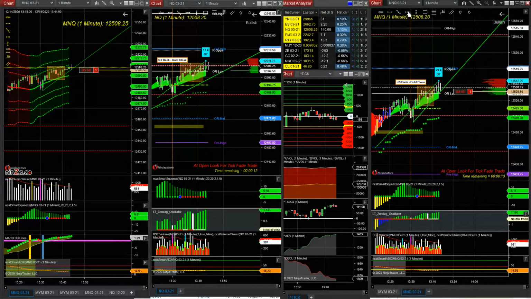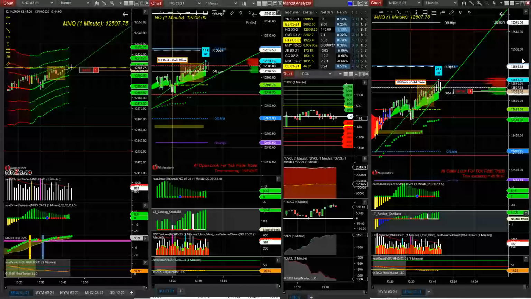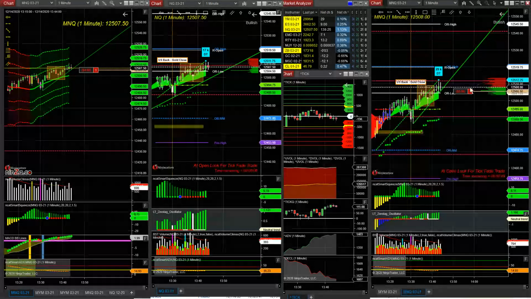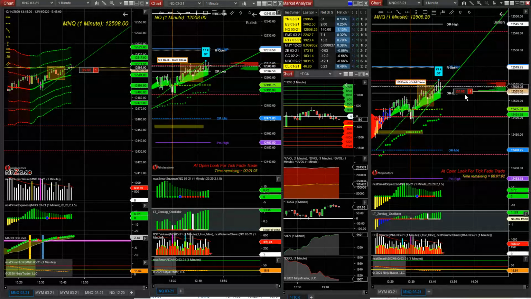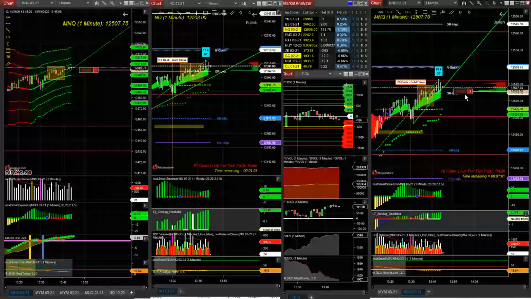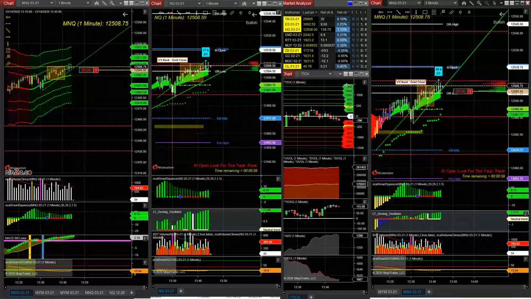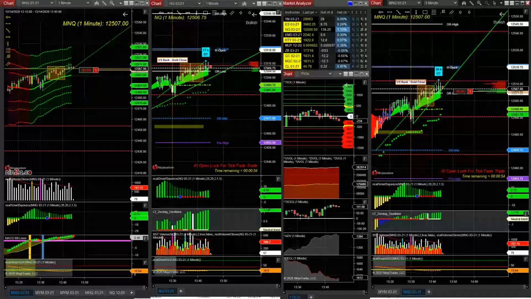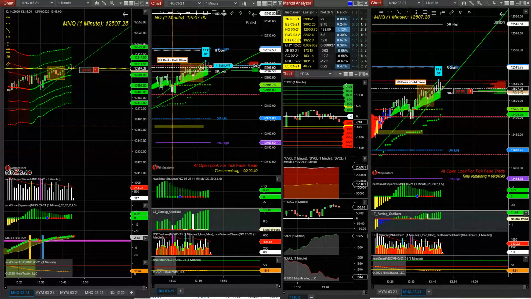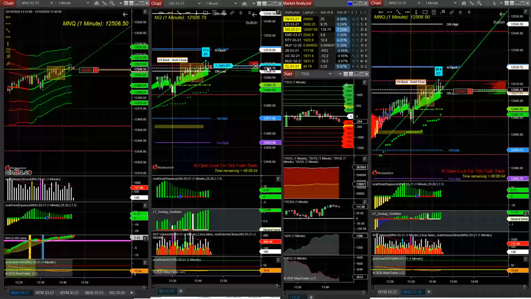Get a line here. Right there. Okay. Prior swing. Could take an E-mini here. 12,508. 12,508.25. Anywhere around there, right? See if it comes up and touches us. Might miss it. I didn't go market.